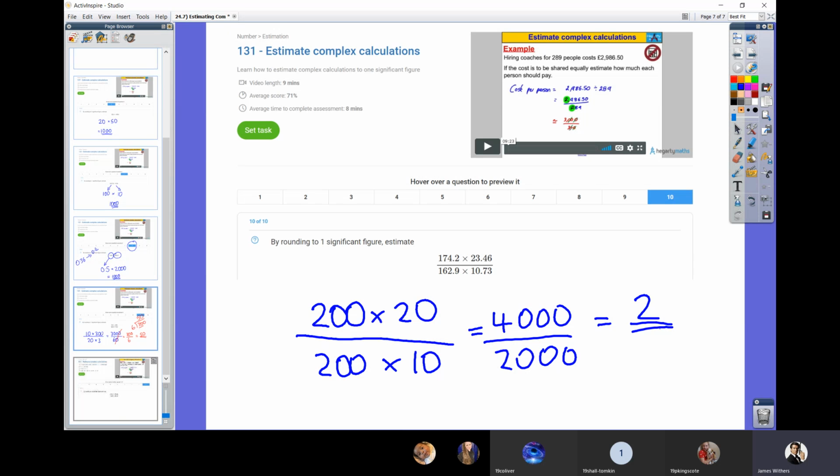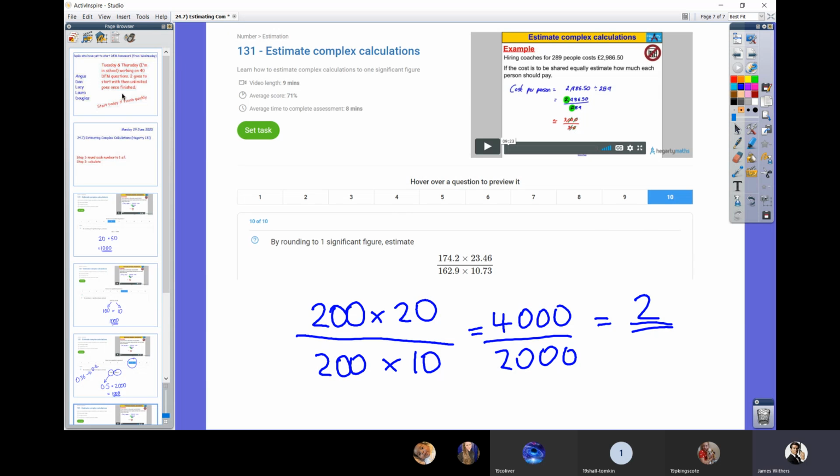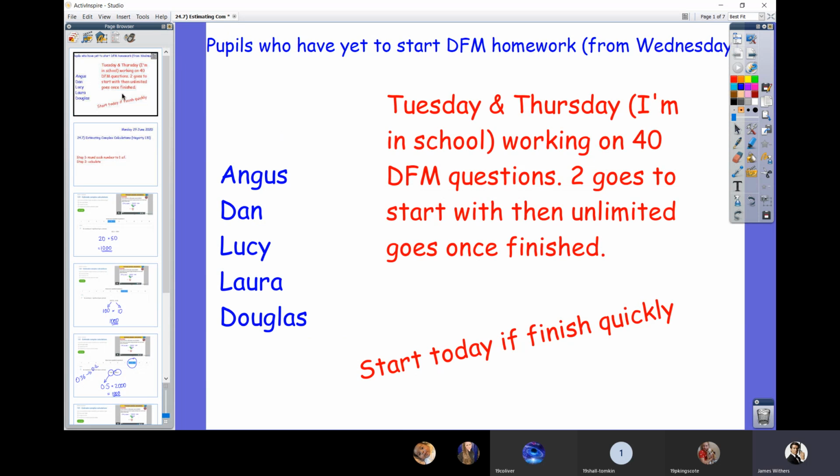Just to recap, please, if you are Angus, Dan, Lucy, Laura or Douglas, once you've finished this quick Hegarty, please go and make sure you do that Dr. Frost maths work. And if you're not sure how to do it, please let me know. Henry, I sent a message this morning. Well done on being able to log in. If you just want a bit of a hand trying to figure out how to get a few more right, you just let me know.